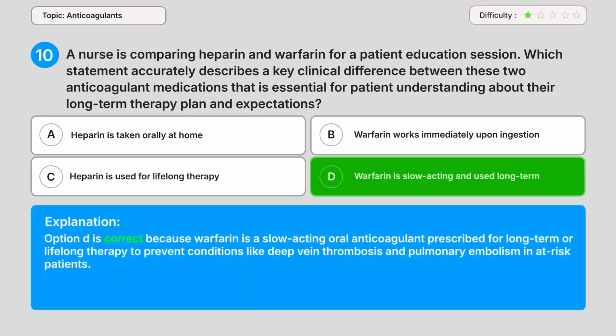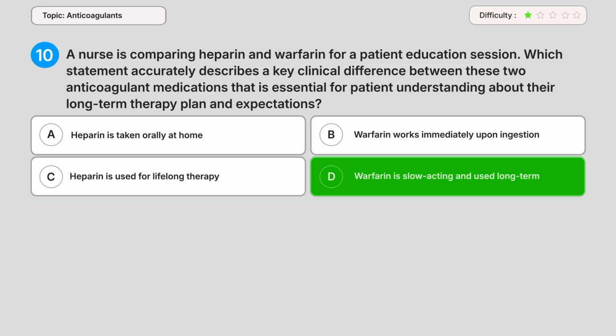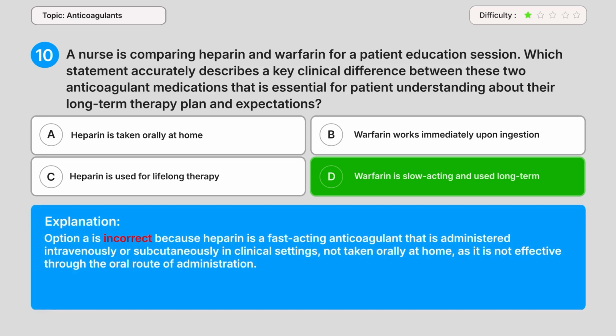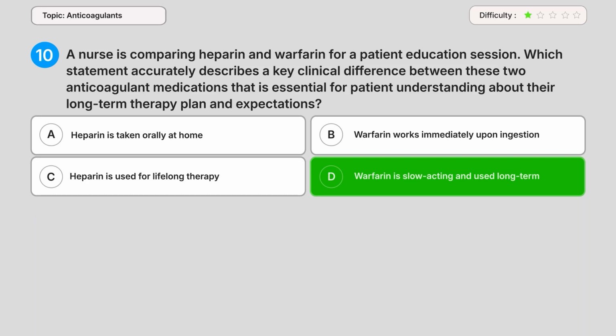Explanation. Option D is correct because warfarin is a slow-acting oral anticoagulant prescribed for long-term or lifelong therapy to prevent conditions like deep vein thrombosis and pulmonary embolism in at-risk patients. Option A is incorrect because heparin is given intravenously or subcutaneously in clinical settings, not taken orally at home, as it is not effective through the oral route of administration.